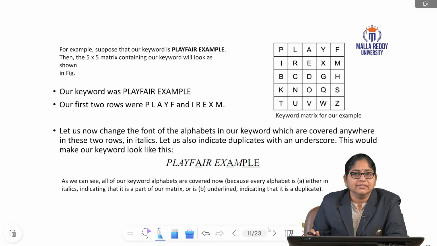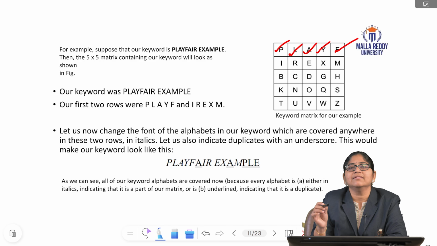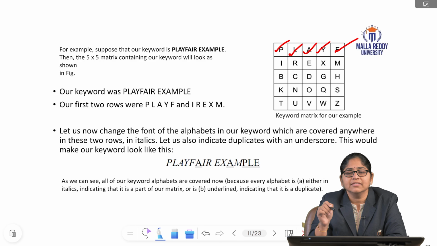Consider one example for the keyword. Here I am considering Playfair example as the keyword, and I am accommodating this word in the 5 by 5 matrix. The first letter is P, the second letter is L, the third letter is A, the fourth letter is Y, and the fifth letter is F. The sixth letter is A, which is repeating, so no need to write it. We need to drop the duplicate letters.